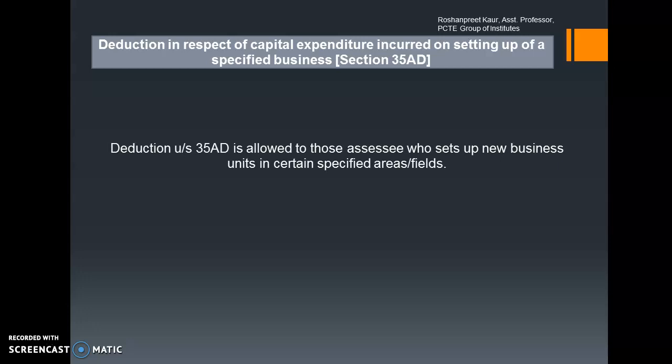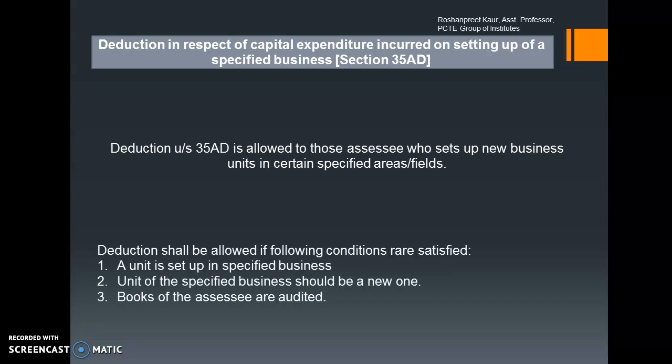Now, there are certain conditions to be fulfilled in order to have deduction under Section 35AD. So these conditions are that the unit is set up in a specified business. Specified business means the list I'm going to talk about.